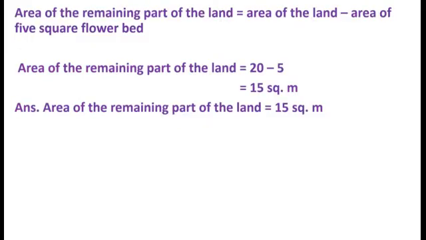Now we see here the area of the remaining part of the land will be equal to the area of the land minus the area of the 5 square flower beds. So that is equal to 20 minus 5. We are getting 15 square meter. So this much area is remaining. The area of the remaining part of the land is equal to 15 square meter.